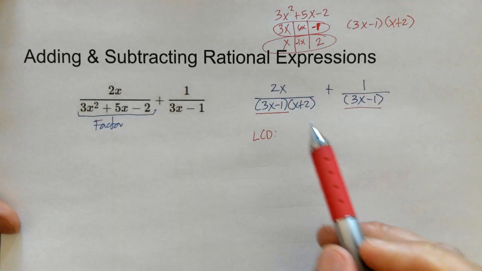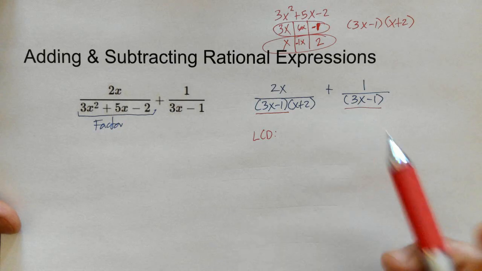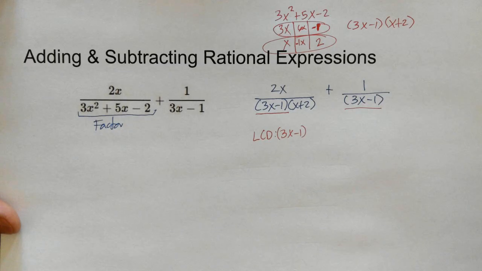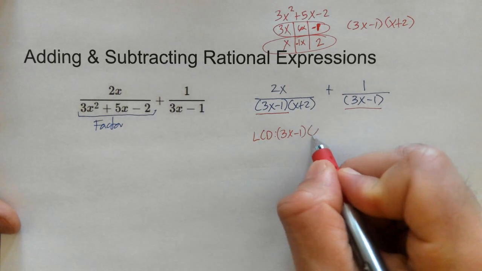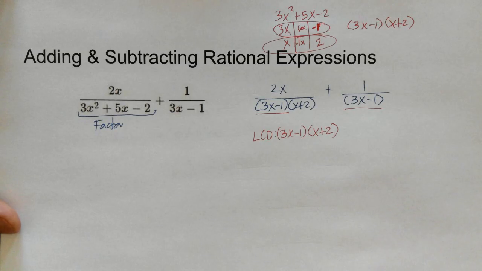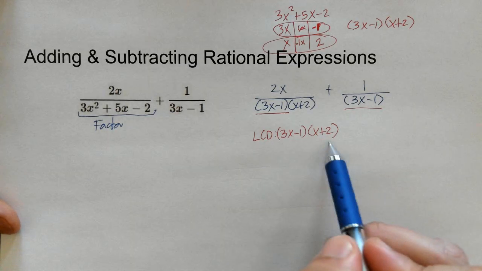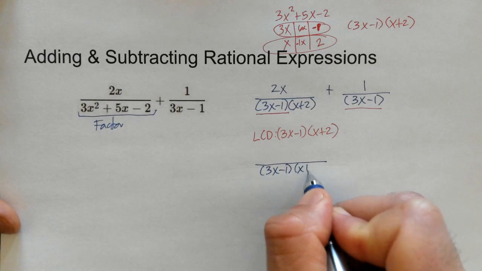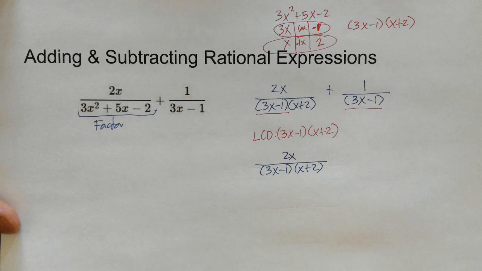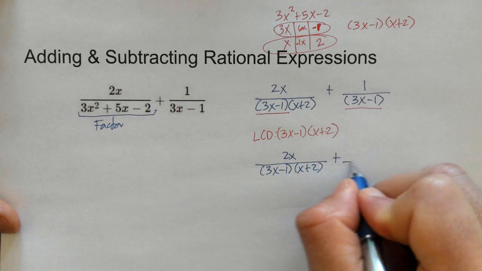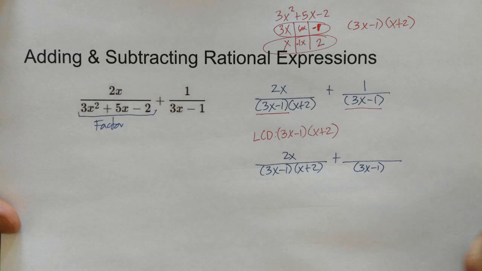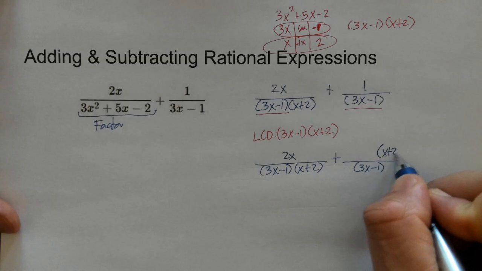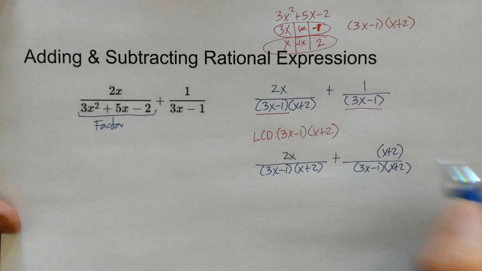Remember, the least common denominator has to have the same number of factors on both denominators. They already share 3x minus 1 in common. So that's for sure. And then we need to add the x plus 2 as well. So both fractions have to include this. The first one already does, so I copy it as it is. There's no changes necessary. The second one, though, only has the 3x minus 1. I need to include the x plus 2 in here. So I multiply the top and the bottom by x plus 2.